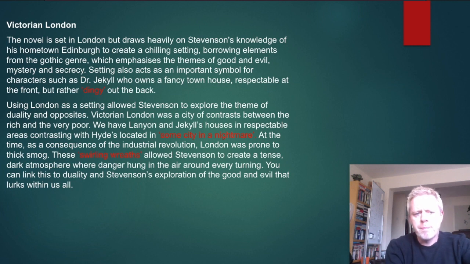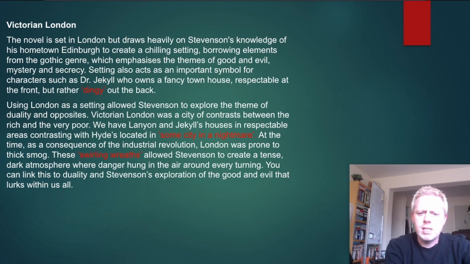Okay, Victorian London. The novel is set in London but draws heavily on Stevenson's knowledge of his hometown Edinburgh to create a chilling setting, borrowing elements from the Gothic genre, which emphasises the themes of good and evil, mystery and secrecy. Setting also acts as an important symbol for characters such as Dr. Jekyll, who owns a fancy townhouse, respectable at the front but rather dingy out the back. Using London as a setting allowed Stevenson to explore the theme of duality and opposites. Duality is like the two aspects of mankind, of each person, each individual.